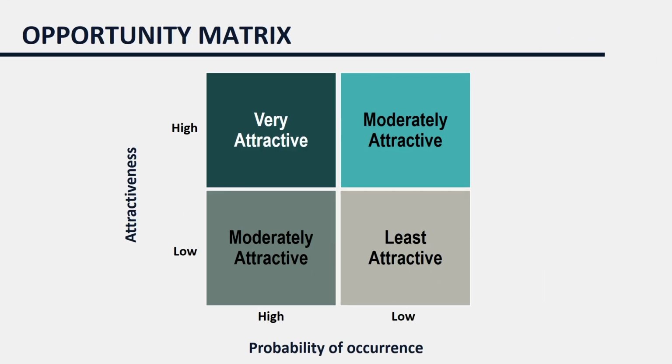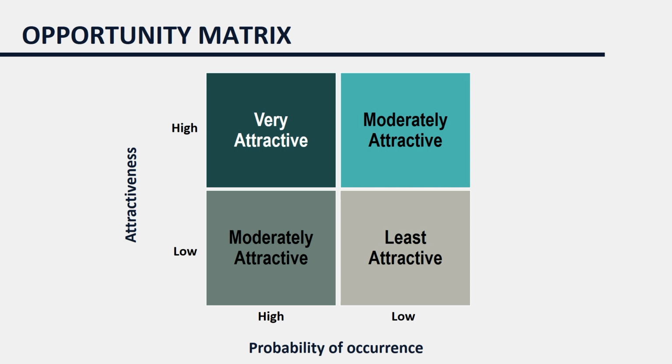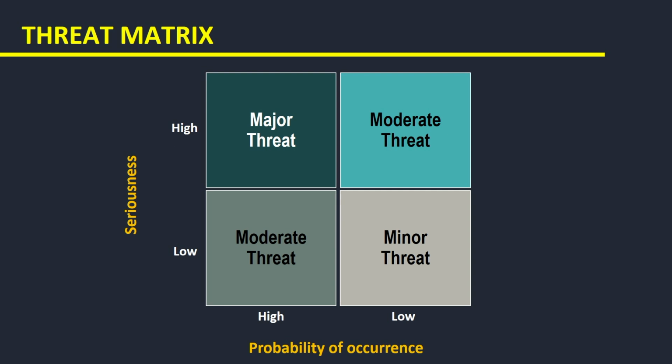If the attractiveness is very high, but the probability of occurrence is a little low, again it is a moderately attractive opportunity, and this can be exploited. But if the opportunity is not at all attractive and the probability is also very low, then it is the least attractive and should be discarded right there. And this is the threat matrix. So, on the y axis we have the seriousness of the threat, on the x axis we have the probability of occurrence. If the threat is very high and the probability of occurrence is also very high, then it is a major threat.